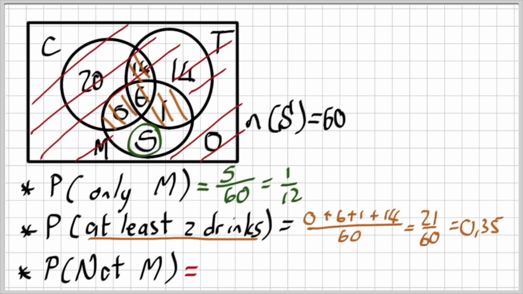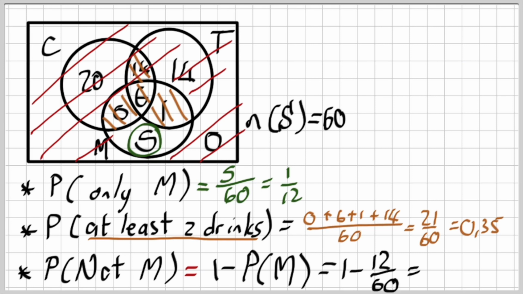What if I'm looking at the probability of not M? So that means outside of M. Well, what I could simply do is say 1 minus the probability of actually getting M. Because you're either going to drink Milo, or you're not going to drink Milo. So 1 minus the probability of drinking Milo. So in other words, 1 minus 12 over 60, which is 48 over 60, simplified is 4 over 5. Ladies and gentlemen, as simple and as easy as this.